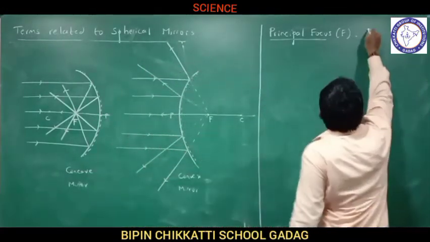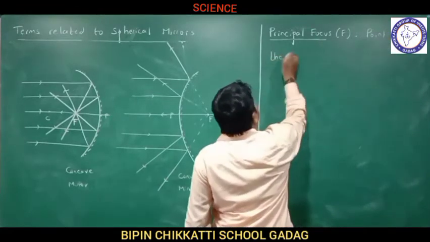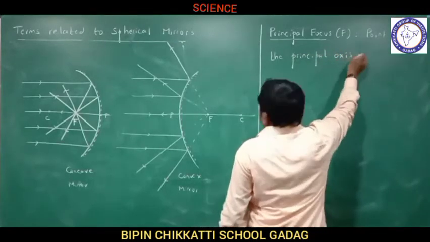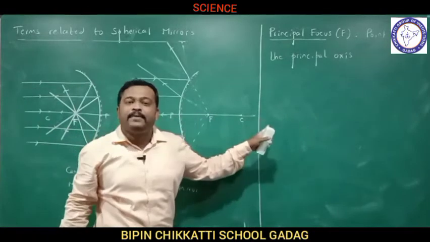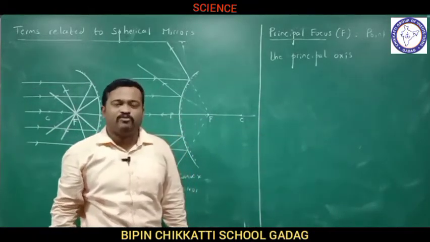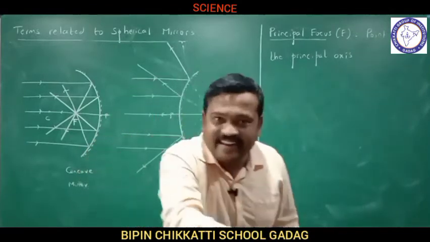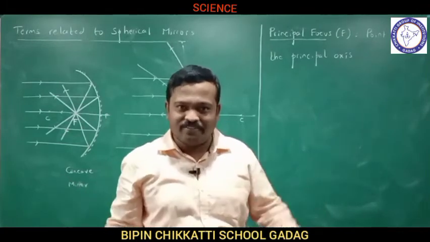Where actually is the point? A point on the principal axis. Do you understand? This is a point, this is a point, and that point is on the principal axis. Let me write. What is principal focus? Principal focus is a point. Principal axis was a line. Principal focus is a point. Where is that point? On the principal axis, right?